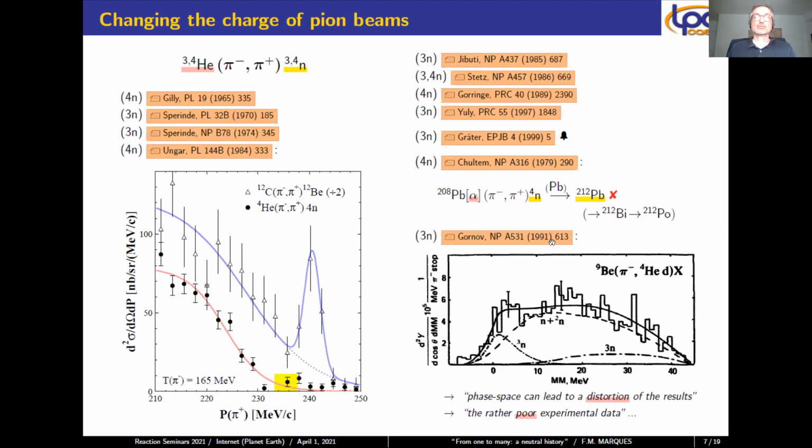And this is another different try in 1991, but this is quite dirty, and these sentences are from the paper itself. So they realized that the data was very poor, and that even if they quoted here a 3-neutron resonance, they were not very confident because of the data quality.